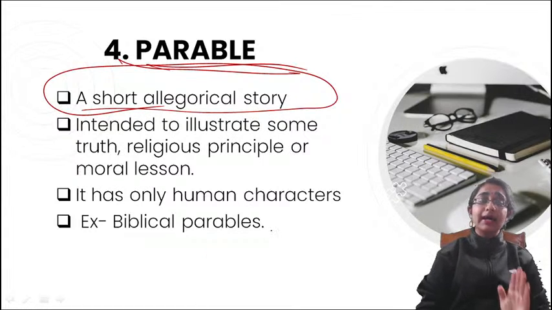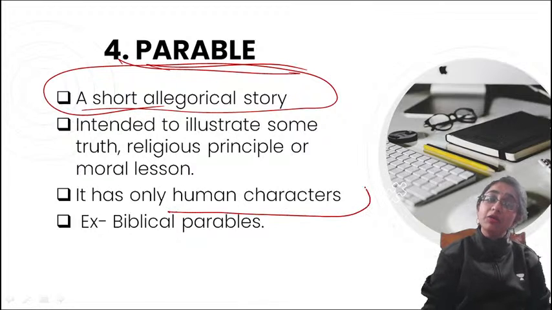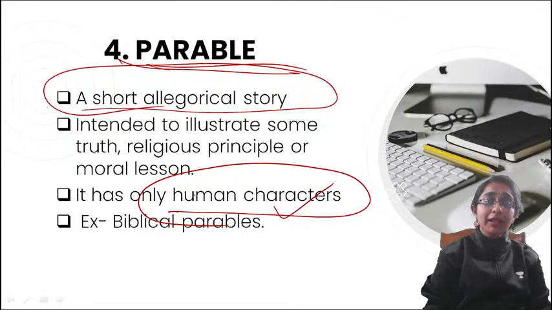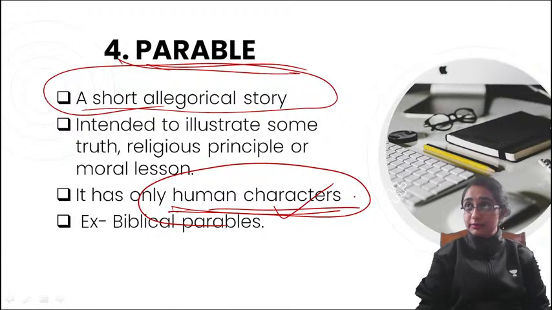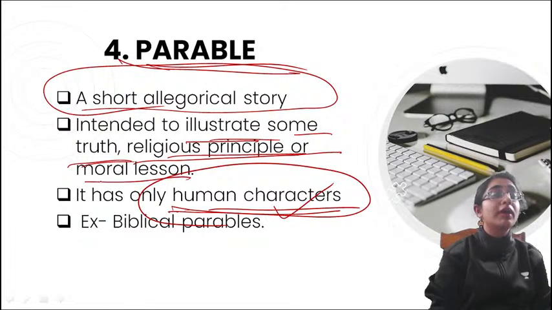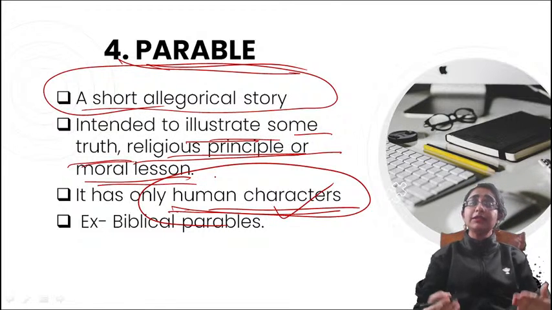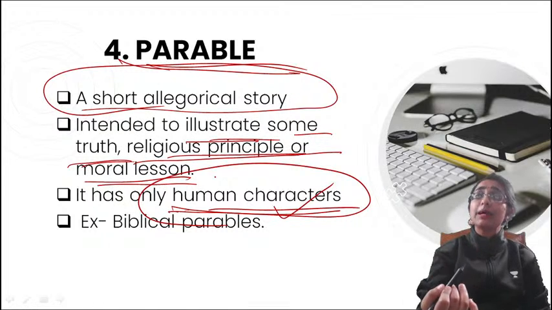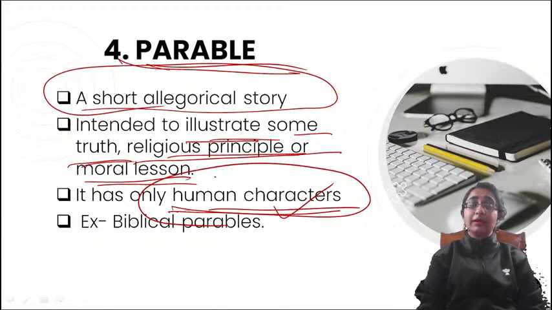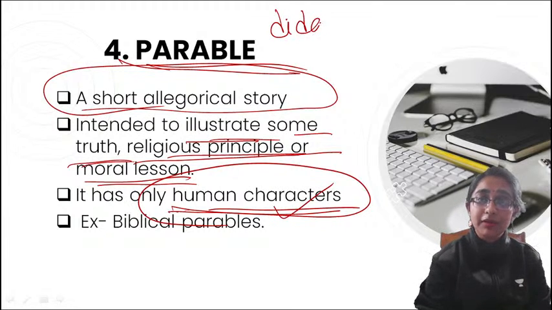But the important thing is that in a parable, we always find human characters. So that is the difference between parable and fable. I will talk about fable later. So in a parable, we always find human characters. And what is the purpose? The purpose is to illustrate some truth, some religious principle, or some moral lesson. So the purpose is to teach you some religious principles, to teach you some moral lesson. So there is a didactic purpose of a parable, right? Didactic purpose.